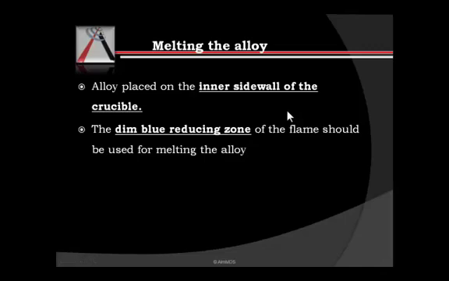Once the wax is eliminated and the mold cavity is empty, the next step is the melting of the alloy. The alloy is placed on the inner side wall of the crucible, and a dim blue reducing zone of the flame is used for the melting of the alloys.